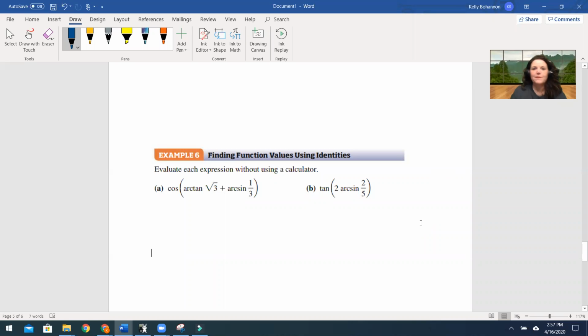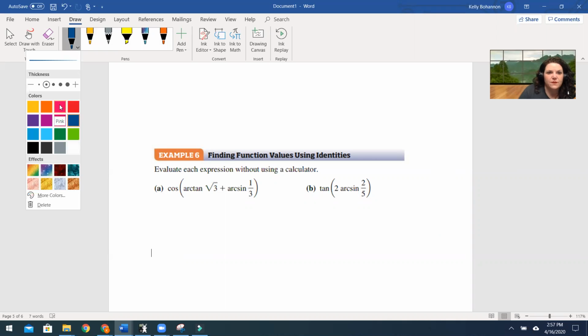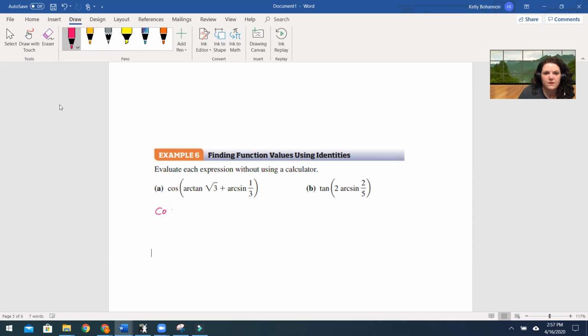Okay, now we're going to be combining identities with our arc functions. So first of all, when you see the first one, I hope you recognize that this is the cosine sum identity. So let's just write that down real quick. Cosine sum identity is cosine A, cosine B, that's two separate angles, minus sine A, sine B. So in this case, we're calling this A and this B.